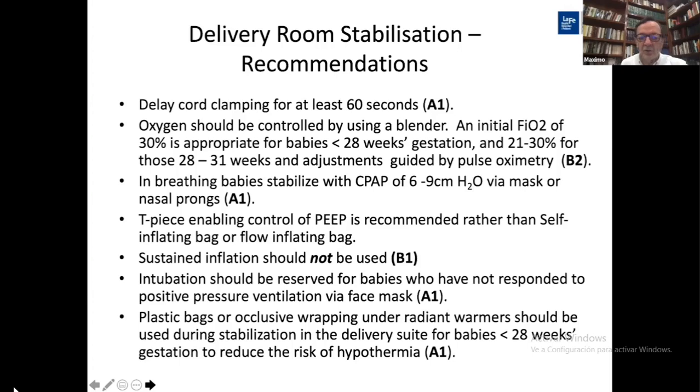Sustained inflation should not be used. Intubation should be reserved for babies who have not responded to positive pressure ventilation via face mask. And plastic bags and occlusive wrapping and the radiant warmers should be used during stabilization in the delivery suite for babies less than 28 weeks gestation to reduce the risk of hypothermia.